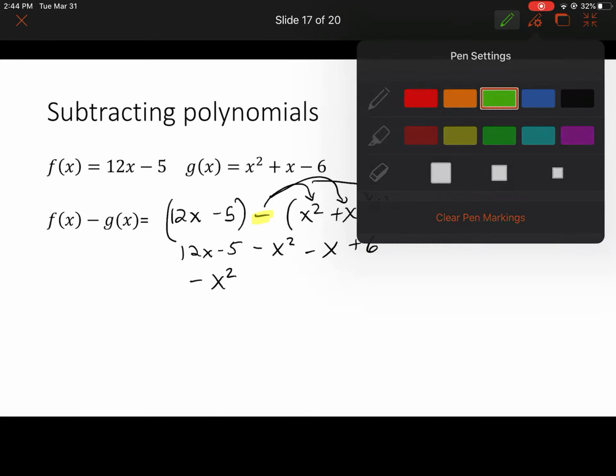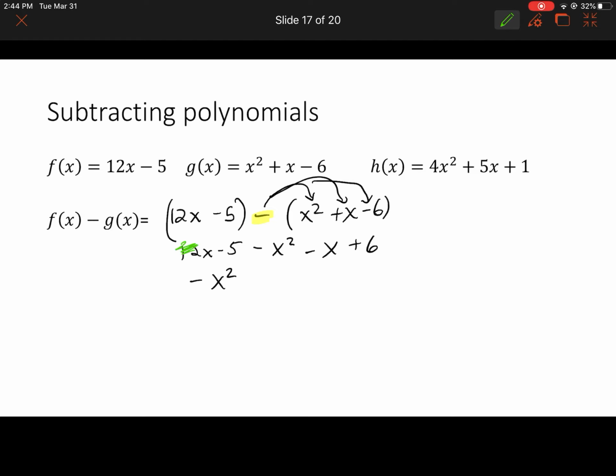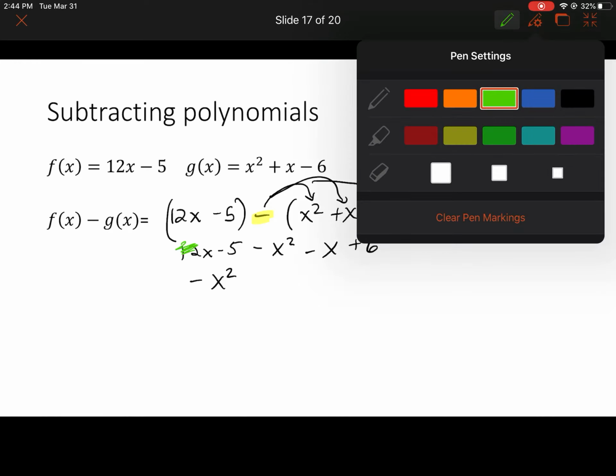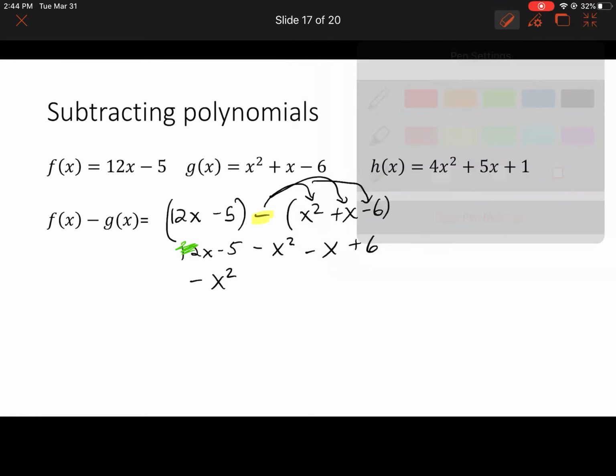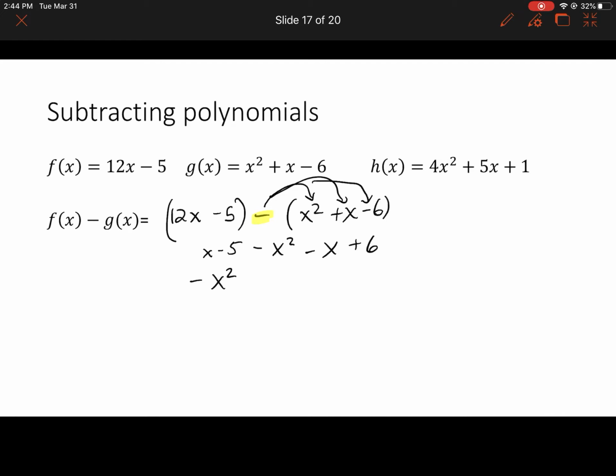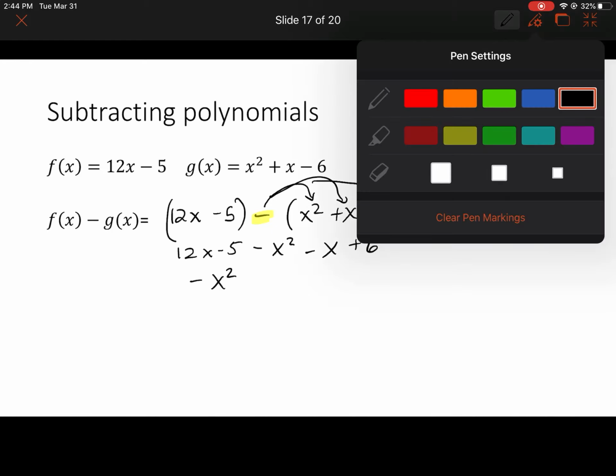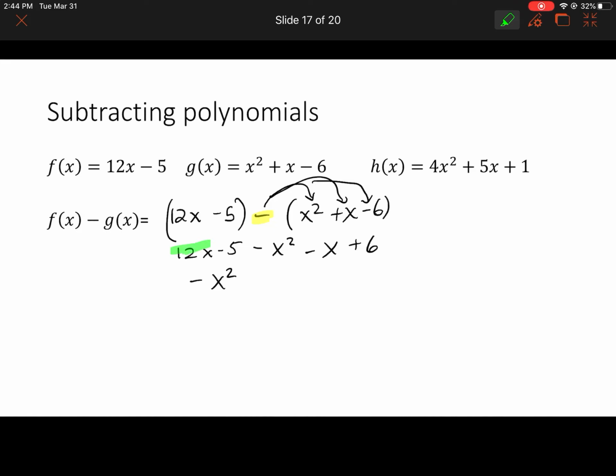Next up is our x values. We're going to go ahead and add the x's together. So 12x minus x, that becomes plus 11x, because 12 minus 1 is 11. And it's positive, so it becomes plus.